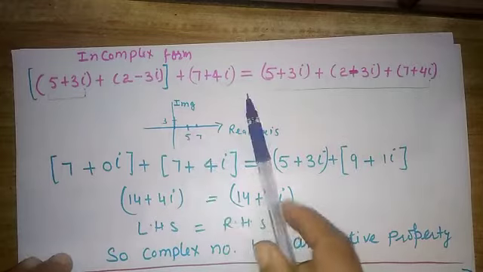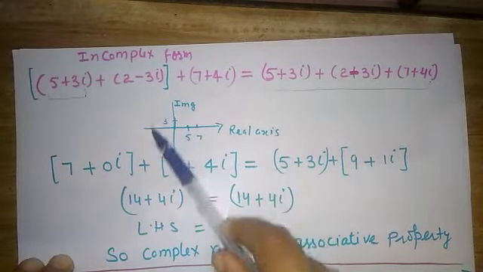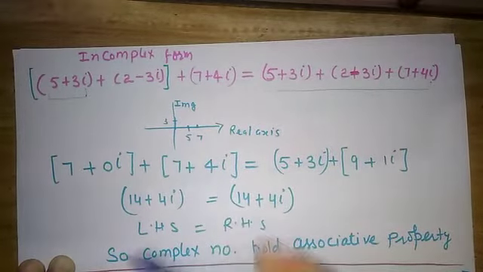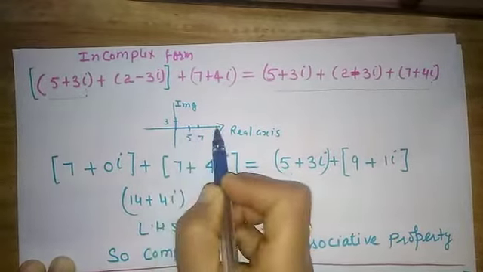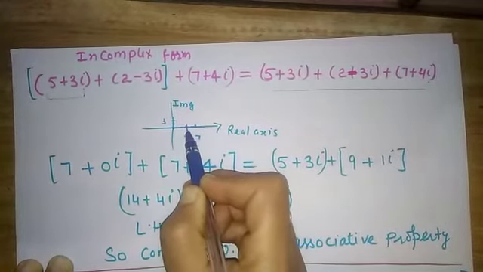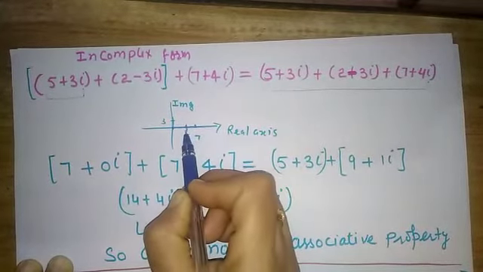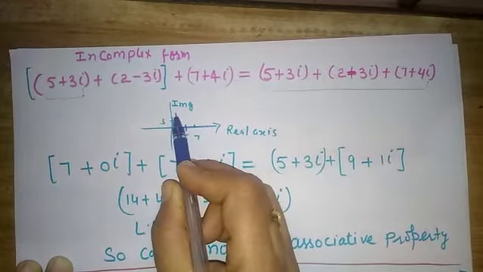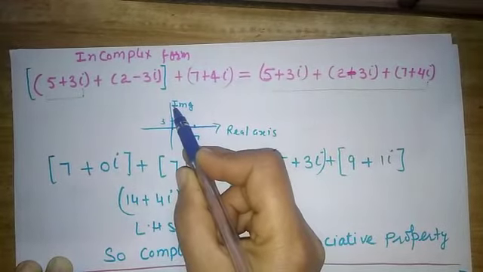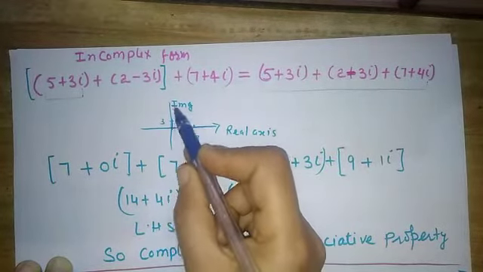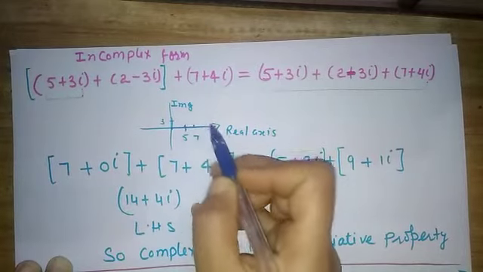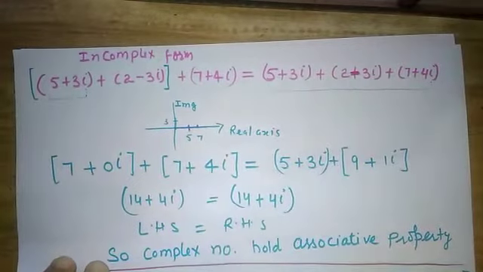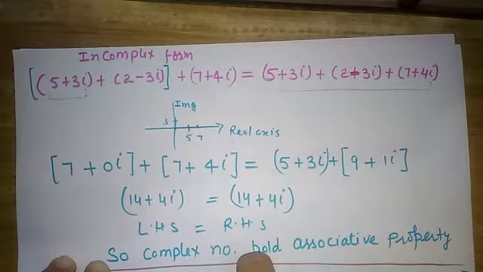If we understand this with the help of this axis, this is the real axis, this is the imaginary axis. If I'm going toward the real axis, so up to this is 5. If I take more steps, that will also be toward the real axis, not toward the imaginary axis. And if I'm going toward the imaginary axis, then I will go along imaginary only, not toward the real. So this is the way to understand why we add real with real and imaginary number with imaginary number.